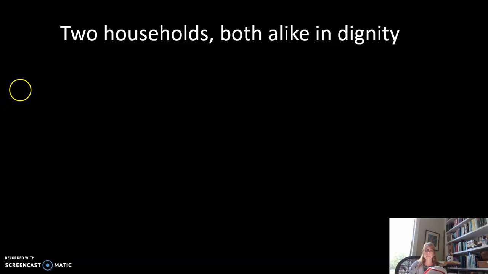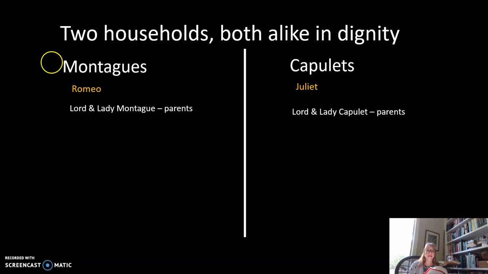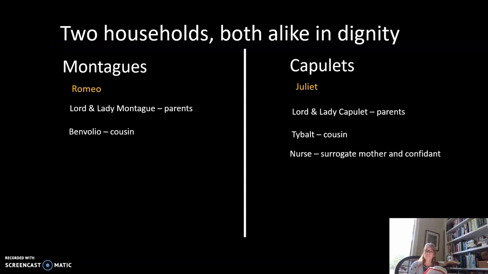So first of all, very important to note that Shakespeare has set up a parallel structure through the characters in the play, and this helps with the conflict. There are two households, both alike in dignity, the Montagues and the Capulets. Each has a teenage child, Romeo Montague, Juliet Capulet, and on each side there is a set of parents who play a role in the play, a cousin who plays an important role in the play, and some servants.